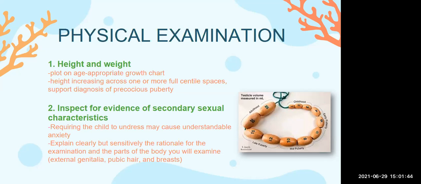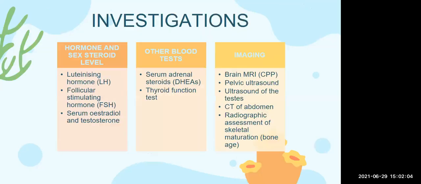However, this inspection may cause understandable anxiety to the child. So we need to explain clearly the rationale and why we do the examination and which parts of the body that we will examine. For example, external genitalia, the pubic hair, and also the breast.